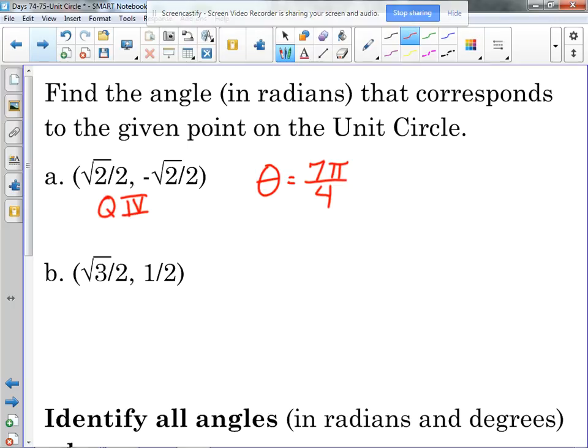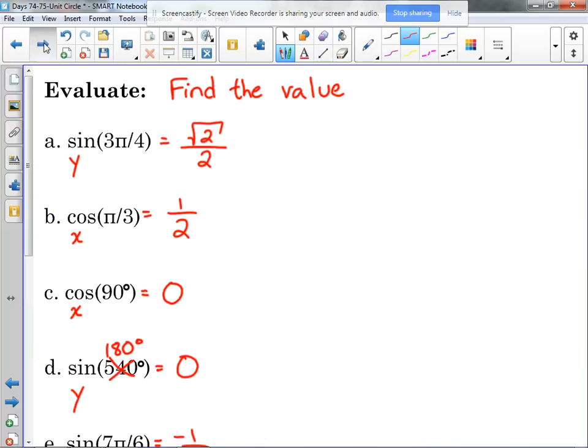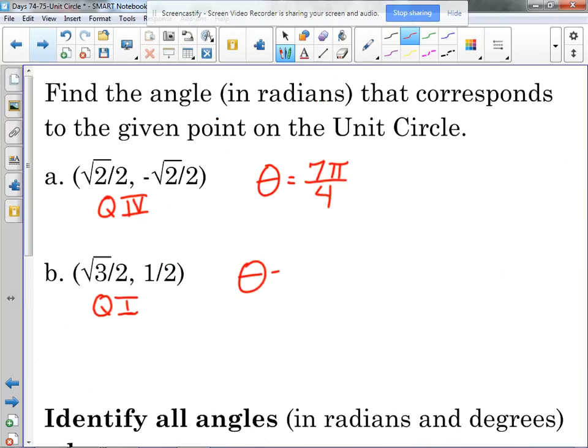Example B, the square root of 3 over 2, 1/2. Positive x, positive y. Which quadrant are we in? Quadrant 1. The first quadrant is the only one where everything's positive. So let's look for where the x-coordinate is square root 3 over 2 and the y-coordinate's 1/2. That's right here at our first angle in radians. That is pi over 6. So theta equals pi over 6.